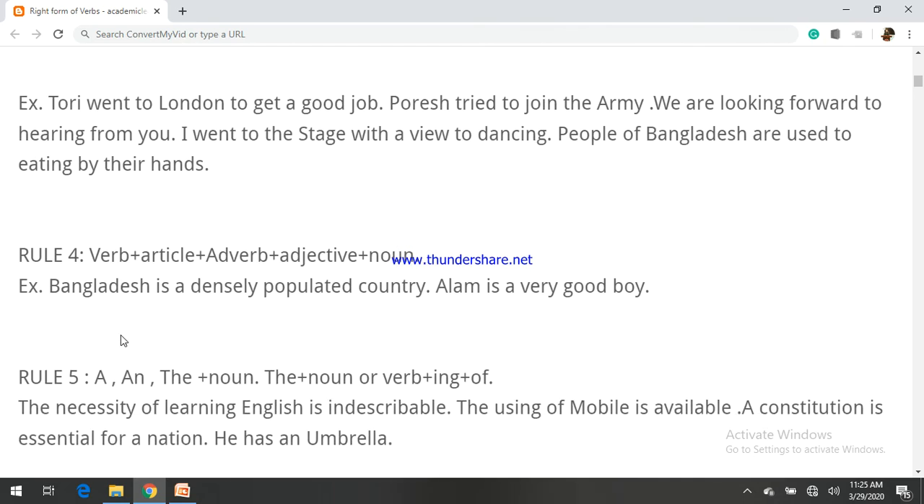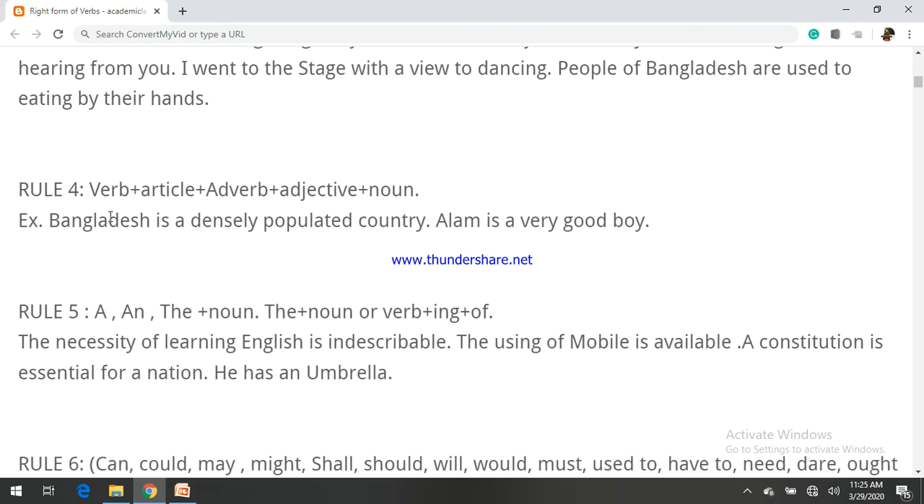Rule 4, let's see. Verb plus article plus adverb plus adjective plus noun. Let's see. Bangladesh is a densely populated country.